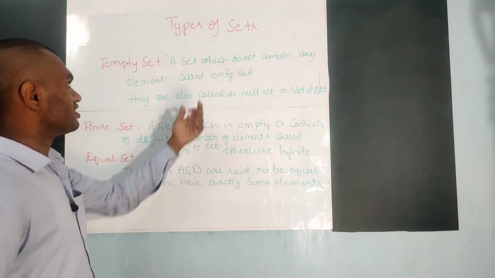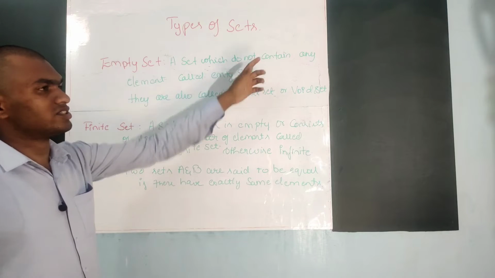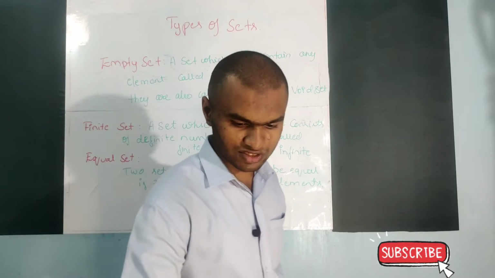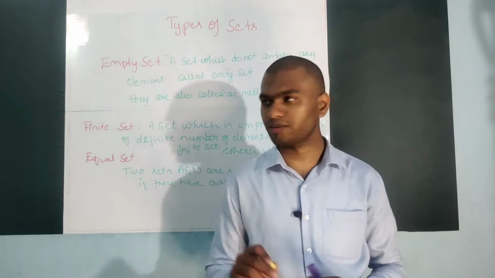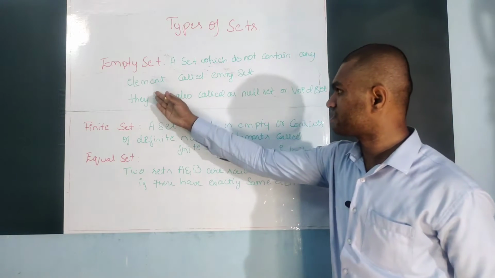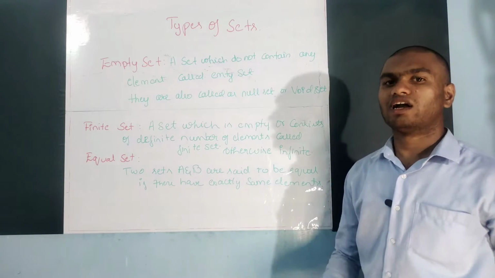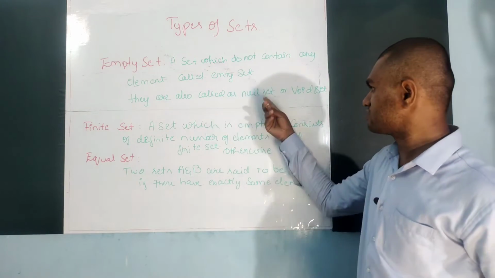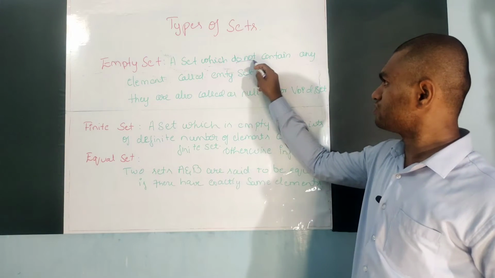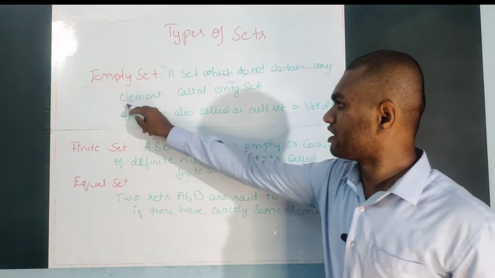An empty set is a set which does not contain any element. That is what they are saying. The set which does not contain any element is called an empty set. The empty set is also called a null set and a void set. Any set which does not contain any element.